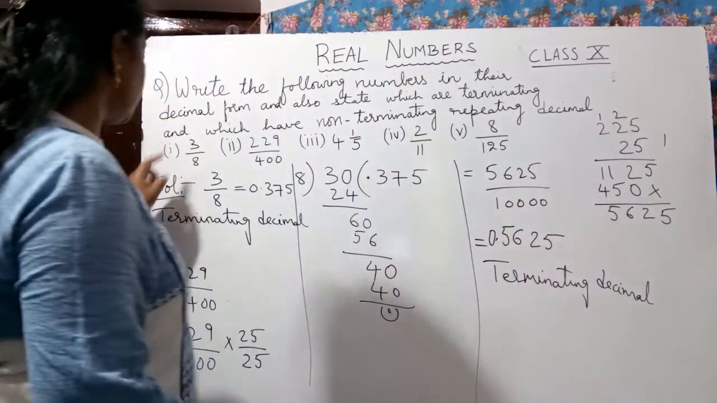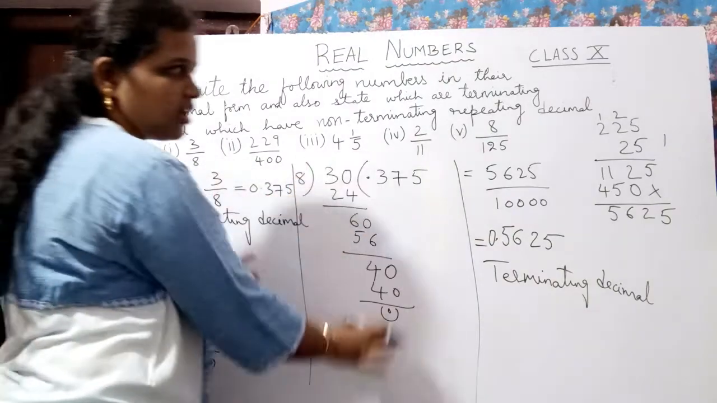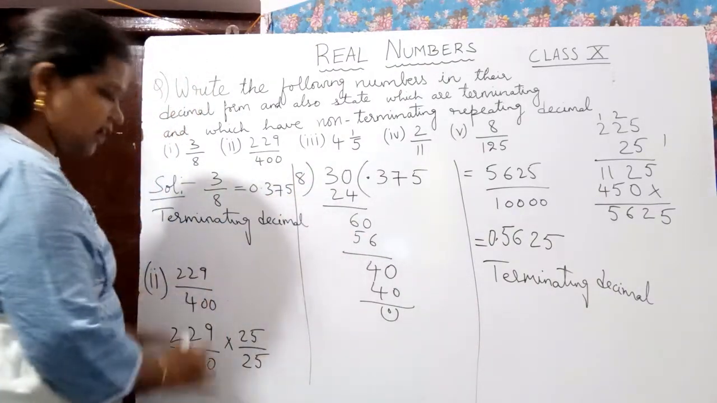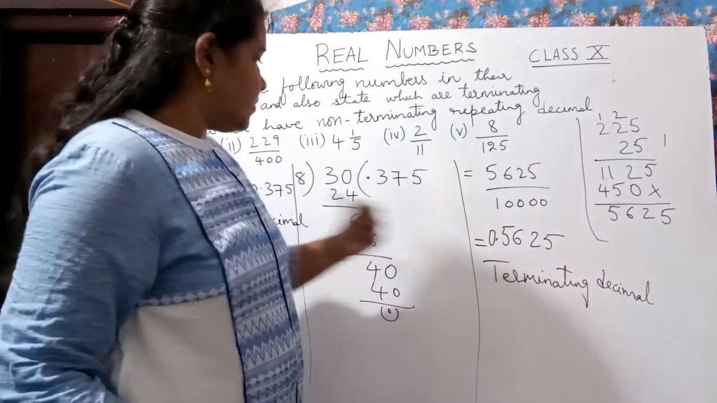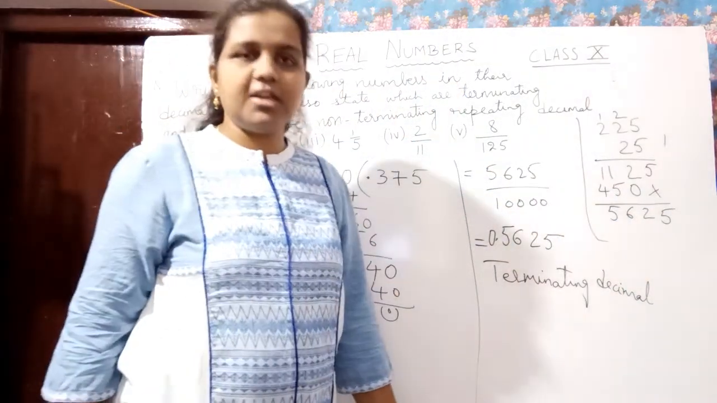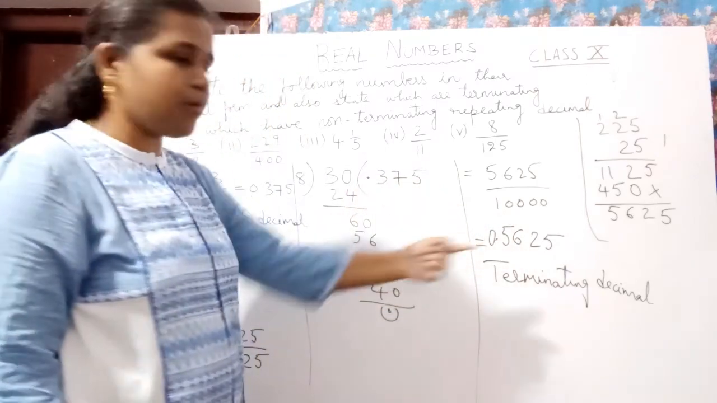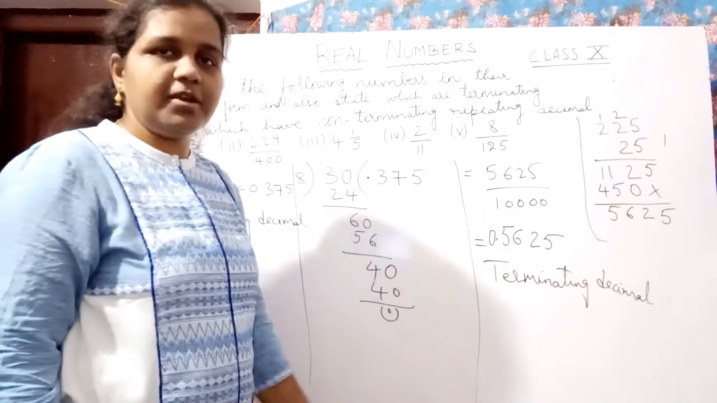Okay, so this is the first bit. The rough work for the first bit I have done here. And this is the second bit. For the second bit, this is the rough work. And in both the cases we are getting terminating decimals because they are stopping at a point. They are not continuously repeated.